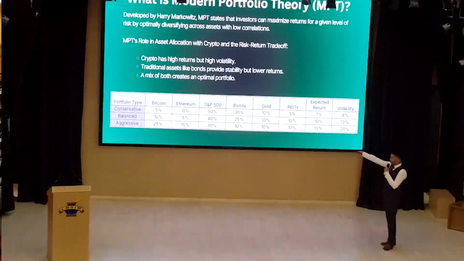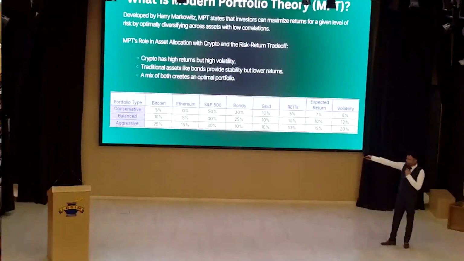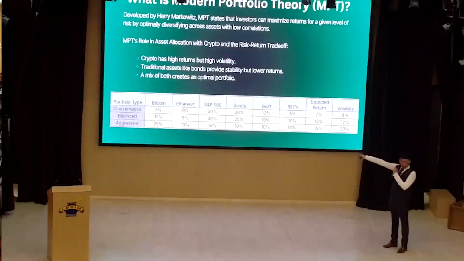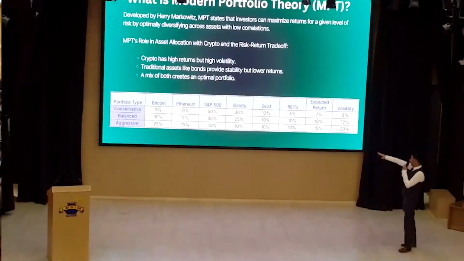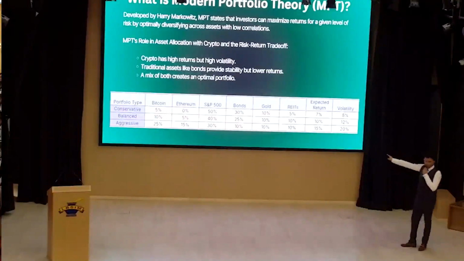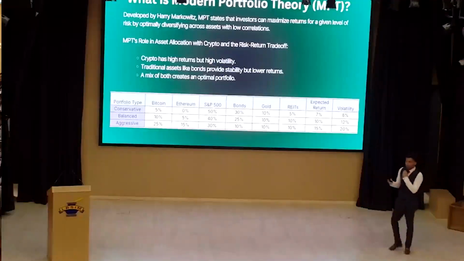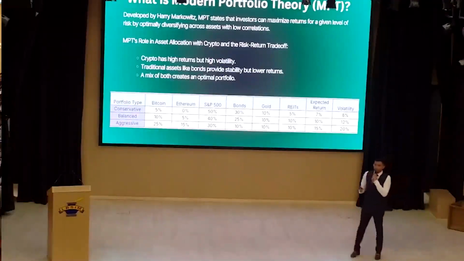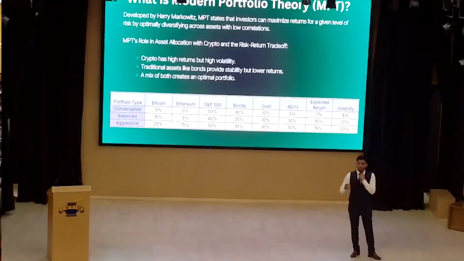For example, there are three forms of portfolios that have been built over here. As you can see, the first one is the conservative portfolio, where only 5% of it is digital assets. All the rest of it is in S&P 500, bonds, gold, REITs. So as you can see, even though the expected return is lower and the volatility is less, it all depends on your appetite as an investor. It all depends on what your level of risk-taking appetite is.